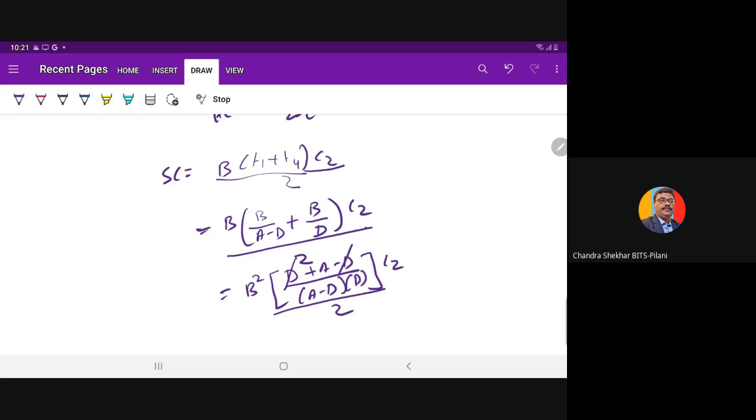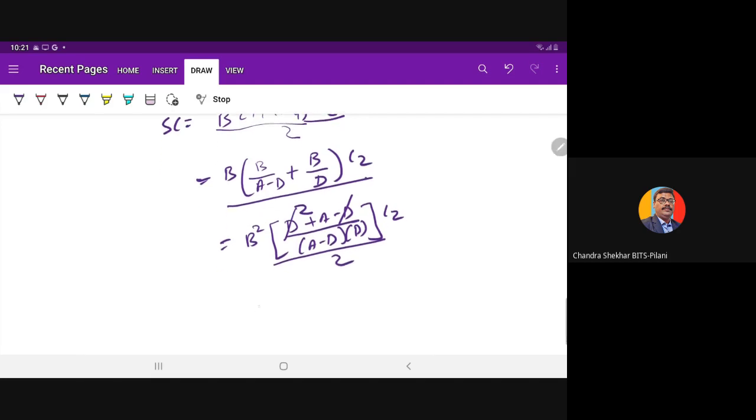So when we divide it by the A, this can be written as B square C2 upon 2D into 1 minus D upon A. This we can write.